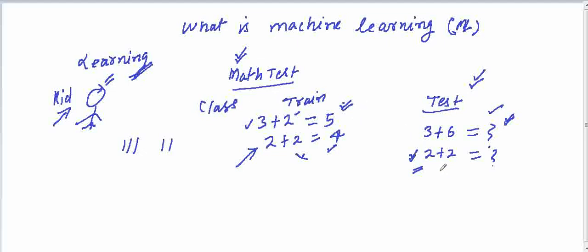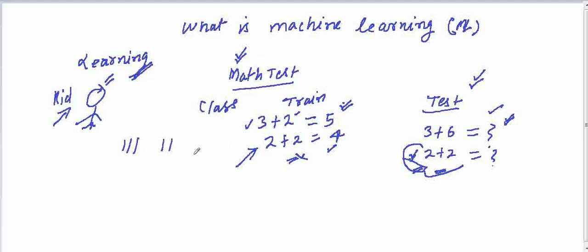Here, if you look at the example, 2 plus 2 has already been trained by the student. So in the test, this problem would be a kind of cheating, right? So the teacher has to give different examples which were not used in the training session, correct? So these are the two concepts: training, and evaluation, the testing, that's the performance.